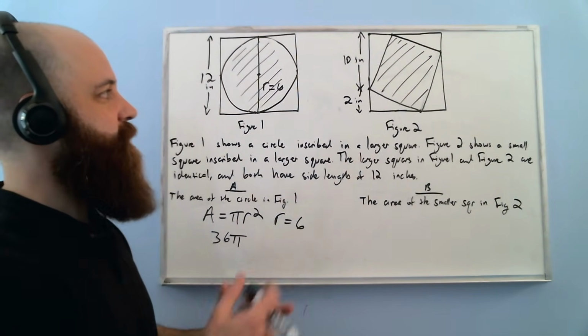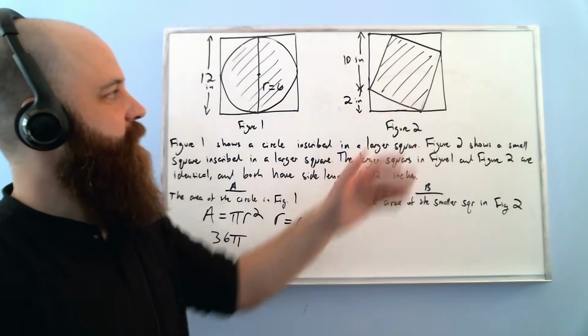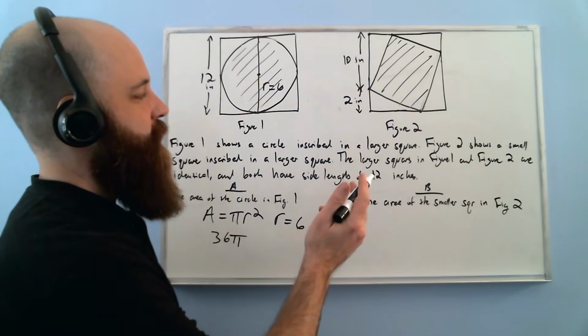Okay, so two potential paths there. So do I know anything about the length of the side of the square? Well, I guess to figure that out, what would I want to know?